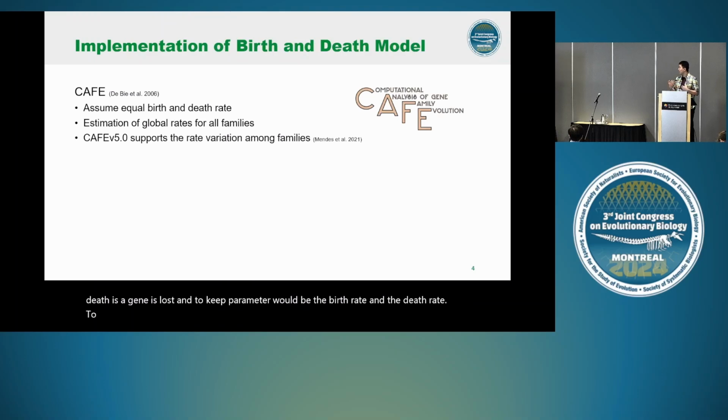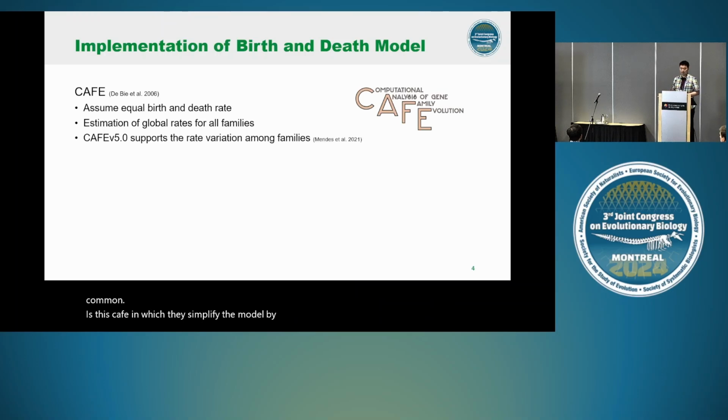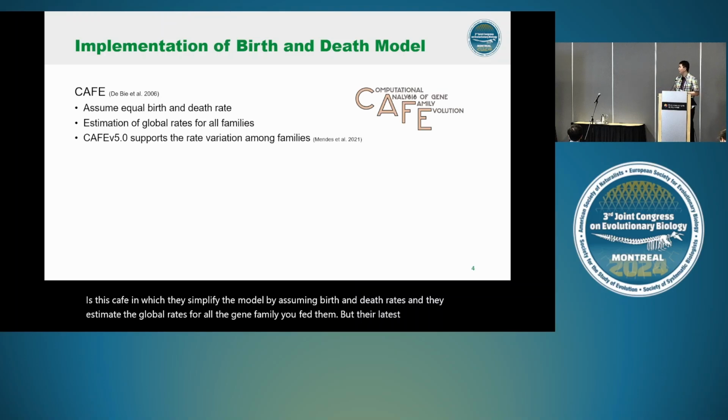Before I show our implementation, actually this kind of model has already been implemented by several tools used in the study of gene family evolution. One of the most common is CAFE, in which they simplify the model by assuming equal birth and death rate, and they estimate the global rates for all the gene families you feed to them. But their latest version, CAFE5, allows rate variation among families by using gamma distribution categories.